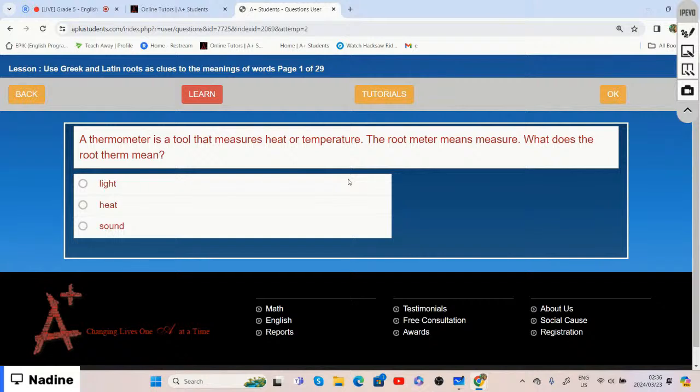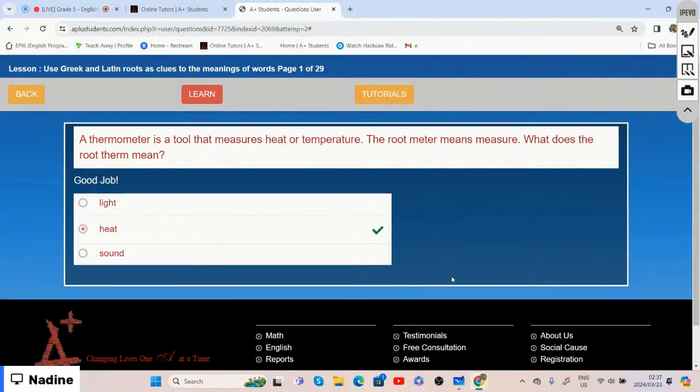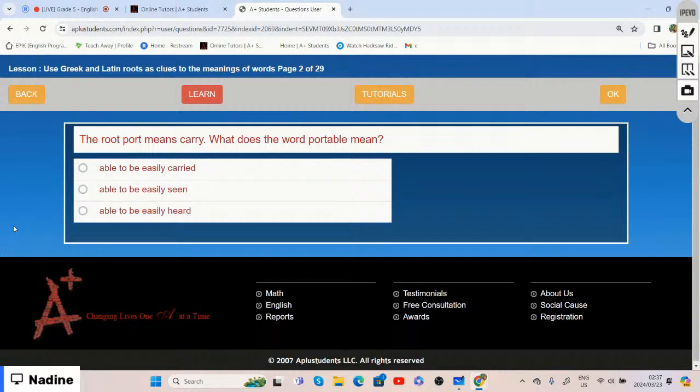All right. So if we were to guess what the root therm means, especially if you put it together, then it would be heat, right? Because therm measure, and it's measuring heat. So well done. Heat is correct.